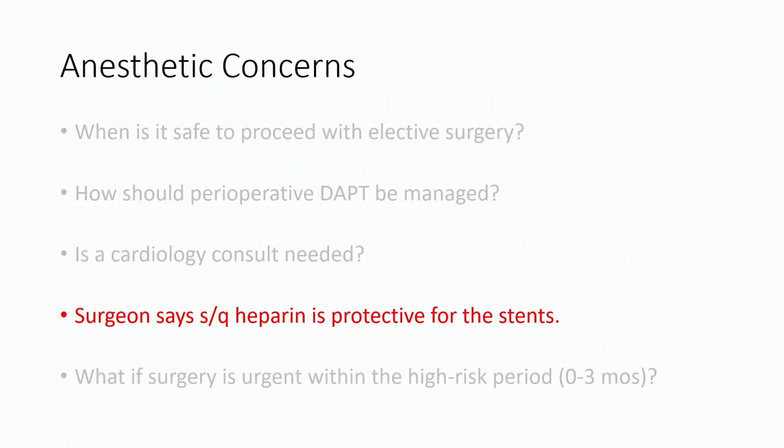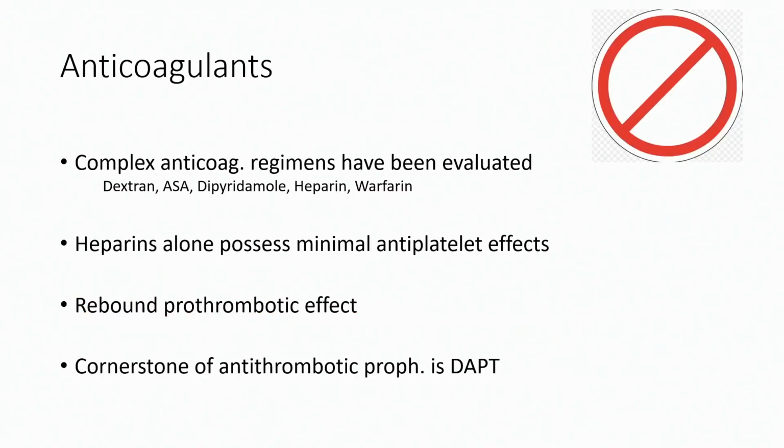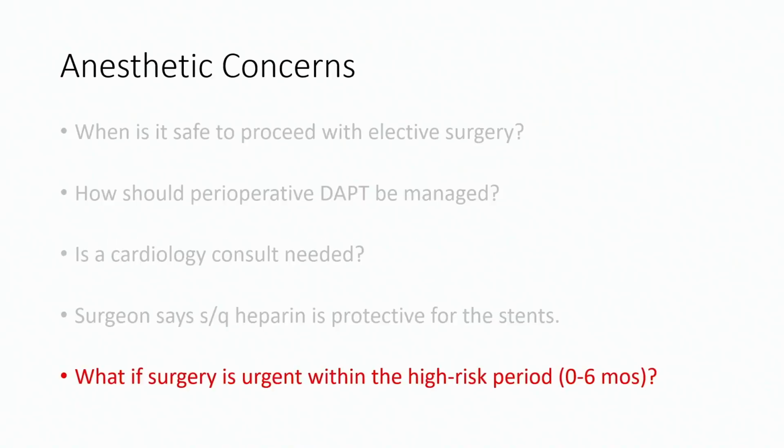So we come across situations where the surgeon might say that the patient's not on antiplatelet therapy, but they're on sub-Q heparin. Now, that should be protective for the stents. And what should be the response to that? There have been complex anticoagulant regimens that have been evaluated, including heparin. And it has been found that heparins alone do not have adequate antiplatelet effects. In fact, if a patient is on heparin, which is abruptly stopped, they can have rebound prothrombotic effects. And therefore, the cornerstone of antithrombotic prophylaxis is still dual antiplatelet therapy.